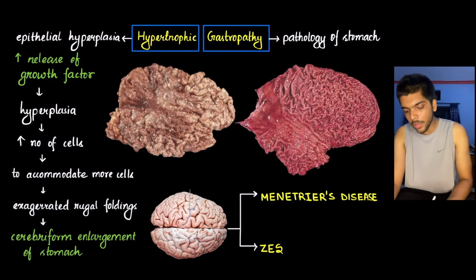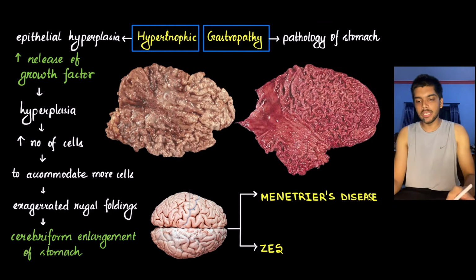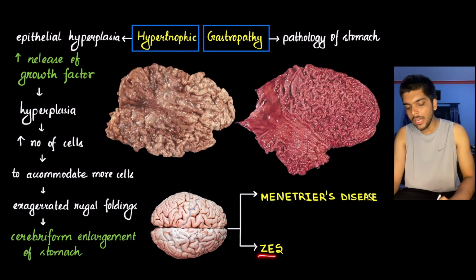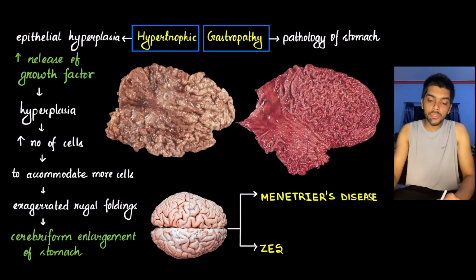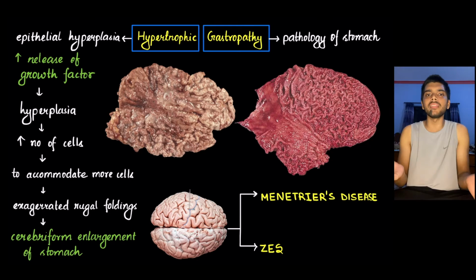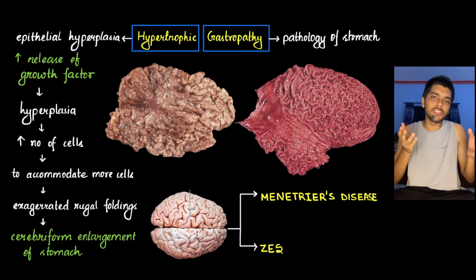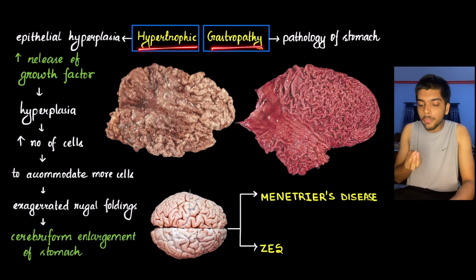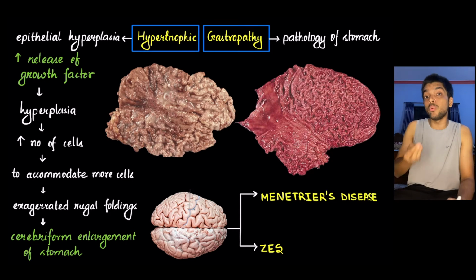Previously, we learned about Menetrier disease, which is a hypertrophic gastropathy. Now we are going to learn about Zollinger-Ellison syndrome, which is also a hypertrophic gastropathy. See, be it Menetrier disease or Zollinger-Ellison syndrome, at the end of the day, what are they? They are hypertrophic gastropathies.